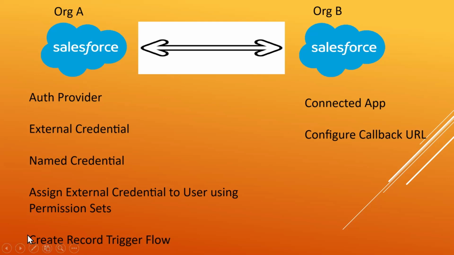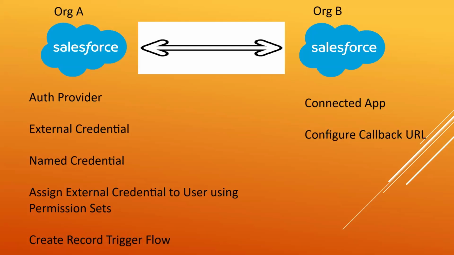So this will be a complete tutorial about the integration between two orgs by using flow automation and making HTTP callouts. Please watch this video till the end, and you can post your comments at the end if you have any.